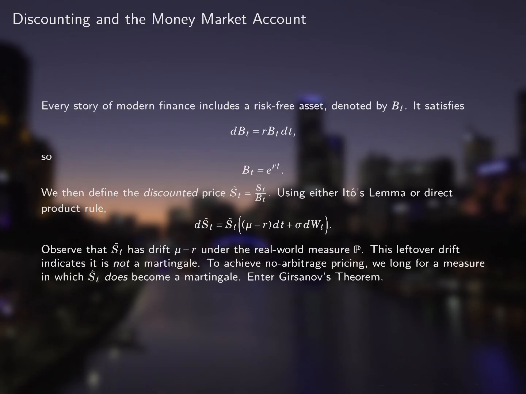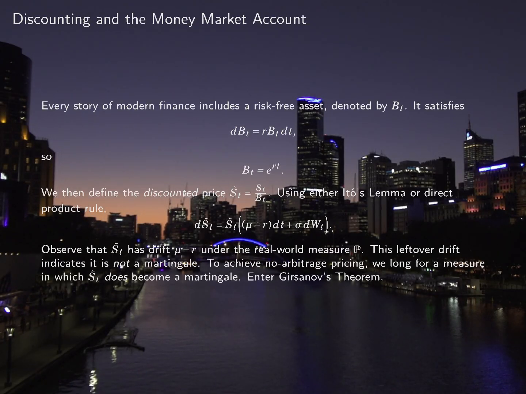Every complete financial model needs a safe asset. In our case, that's the money market account, denoted capital B sub t. It earns interest at a constant rate, little r. So the differential equation is dB sub t equals r times B sub t dt. Solving this gives B sub t equals exponential of r times t.